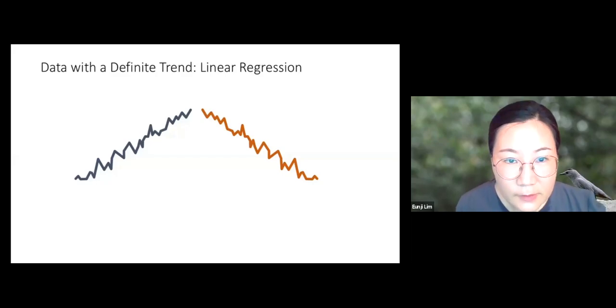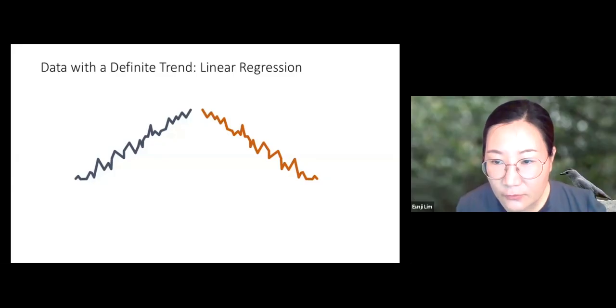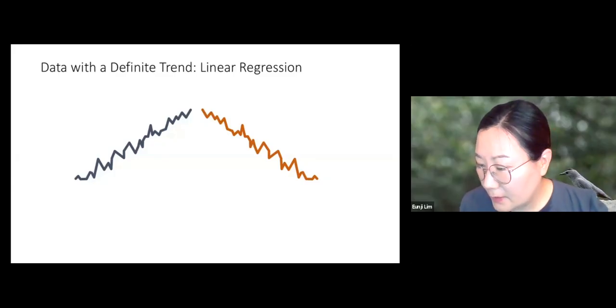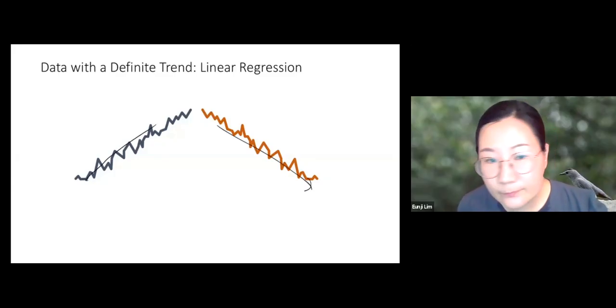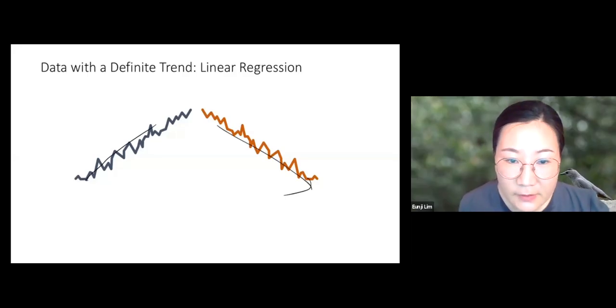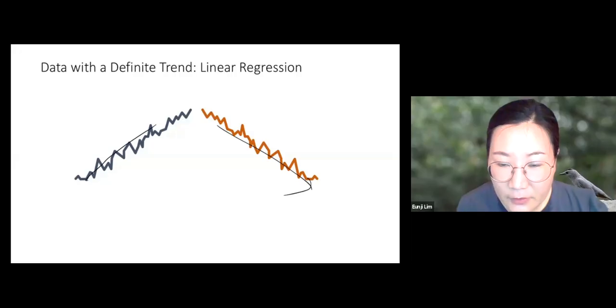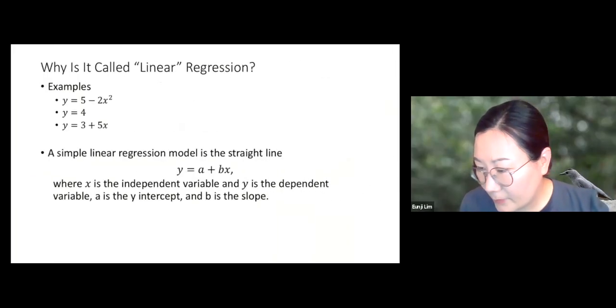Hello, everyone. Today, we're going to cover Chapter 4, Part B. In this part, we're going to focus on how to make a forecast when your data set has a definite trend, an increasing trend, or a decreasing trend. When your data set has a definite trend, we can use the linear regression method. So let's talk about the details of this method.